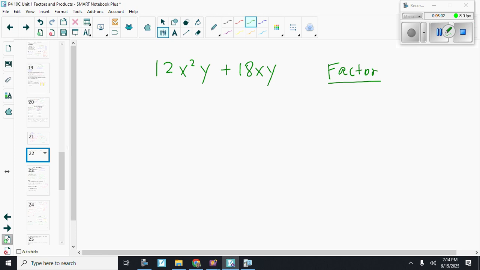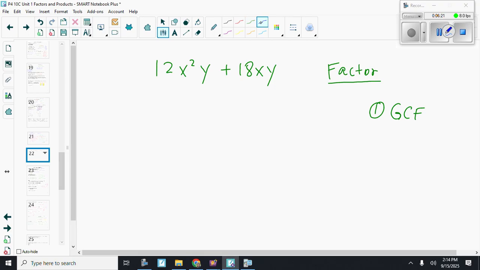So the very first thing you're doing, anybody remember the first thing that you look for when you factor? Anna, what do you look for? Yeah. Okay, the first thing you should look for is your greatest common factor, or your GCF. Okay, so we always look and we say, okay, is there anything common in both of these?